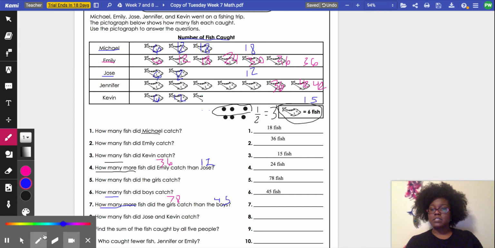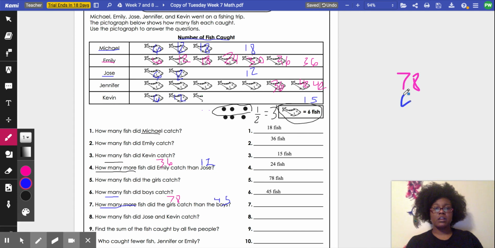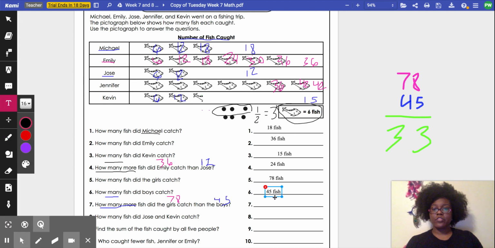But remember, when we subtract, we always put the larger number on top. So our minuend, the big number, is 78. It goes on top. Our subtrahend, the number we're subtracting, the smaller number goes on bottom. And then we've got to find our difference. We'll do our difference in green. How about that? 8 take away 5 leaves me with 3, and 7 take away 4 also leaves me with 3. So our difference is 33 fish.